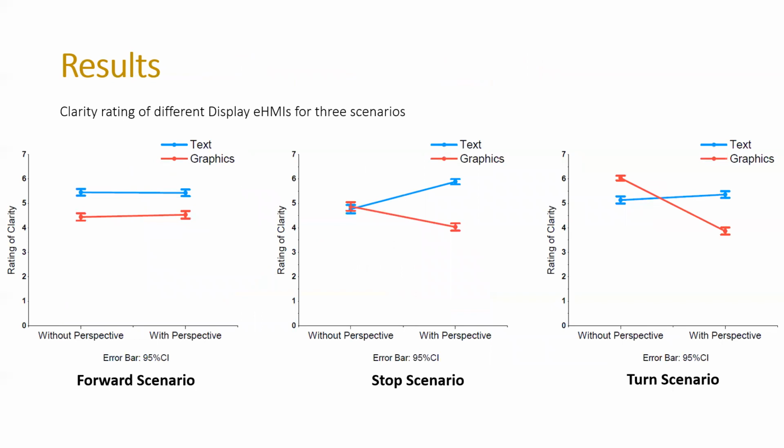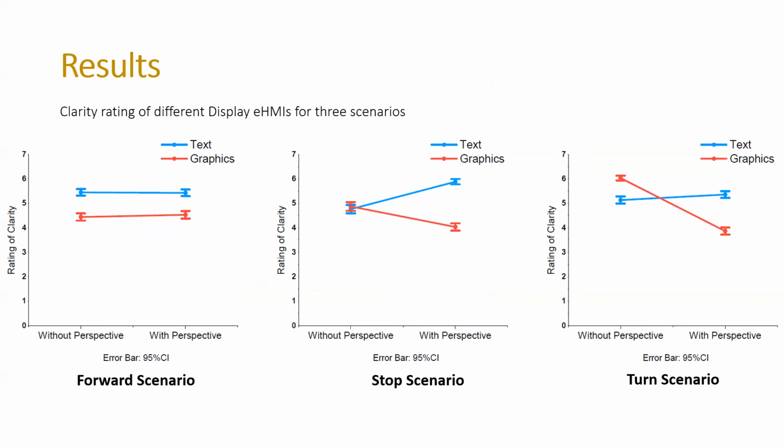The following slide shows the results of the clarity rating for the display eHMI design. The y-axis of the plots shows the clarity rating on a scale of 1 to 7, 1 meaning the eHMI design did not explain the robot's intent, and 7 implying that the intent of the robot was very clearly explained using the design.